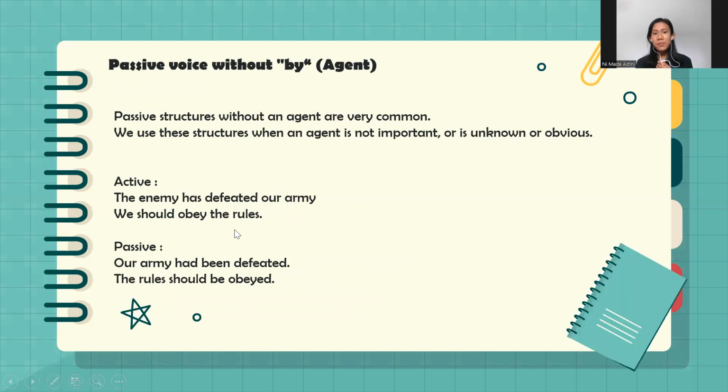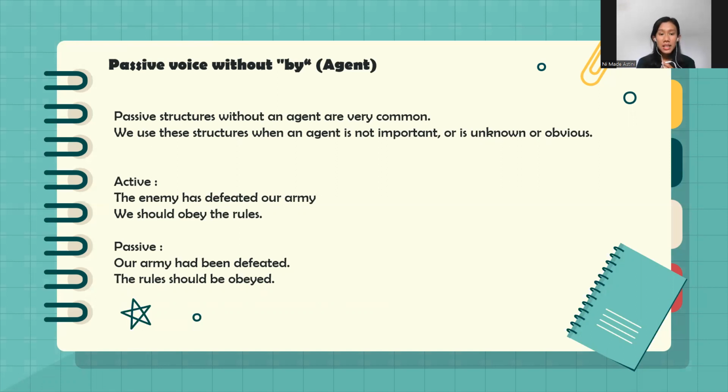The next one is passive voice without by, or without the agent. Passive structures without an agent are very common. We use this structure when the agent is not important, or unknown, or obvious.